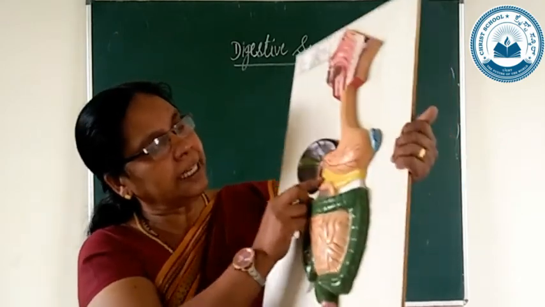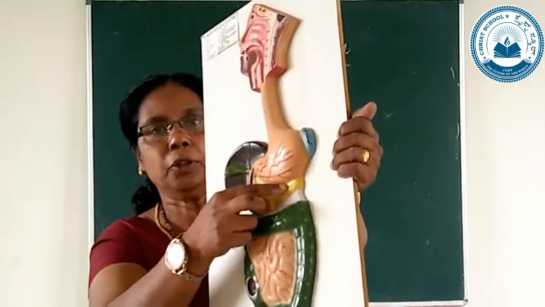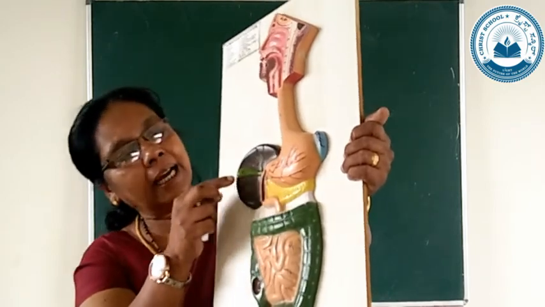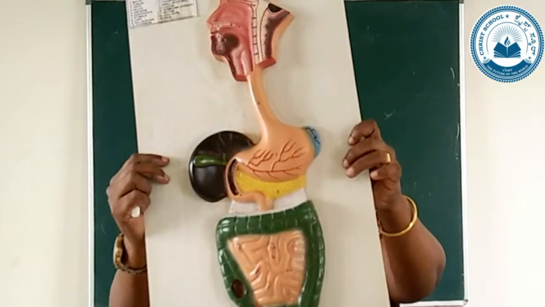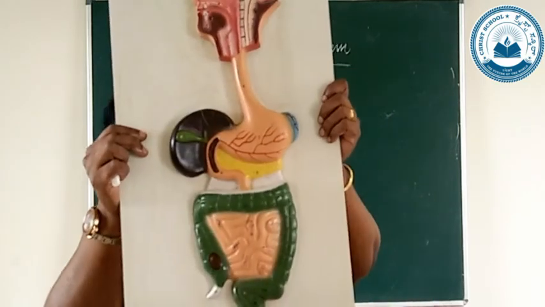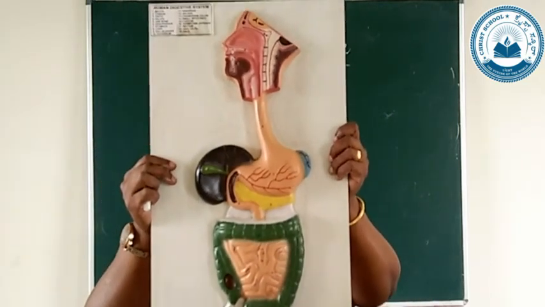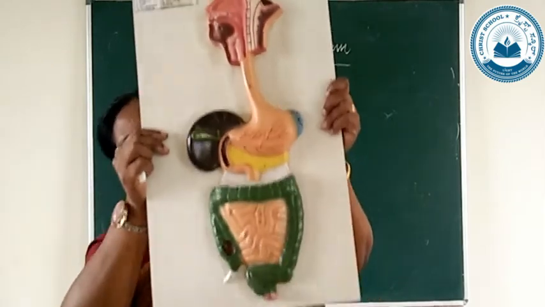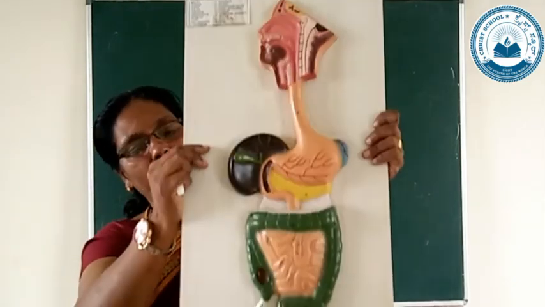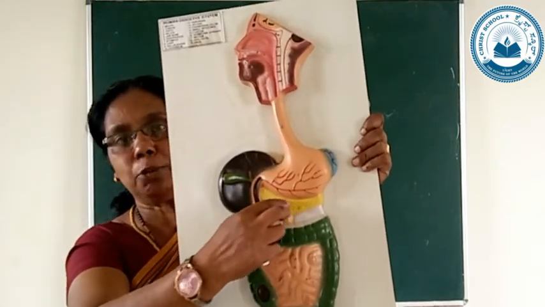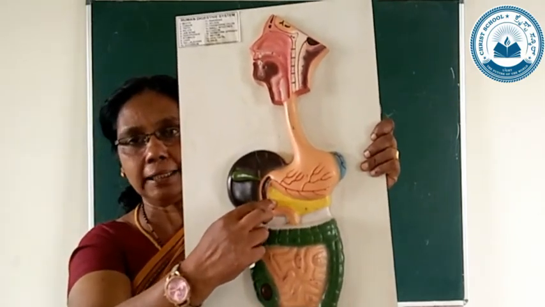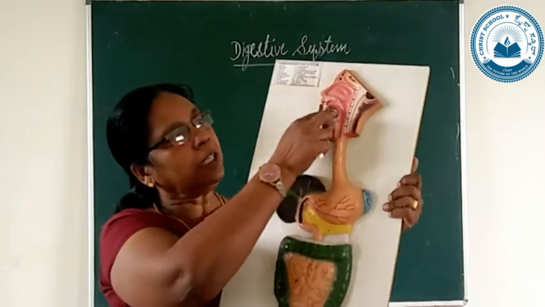Here the yellow colored structure is the pancreas, and here the brown colored structure, what is that? Liver. So these are the 2 structures you could see clearly, 2 big glands. This is the liver, and the yellow color is nothing but the pancreas. Again, you can see the mouth region also.